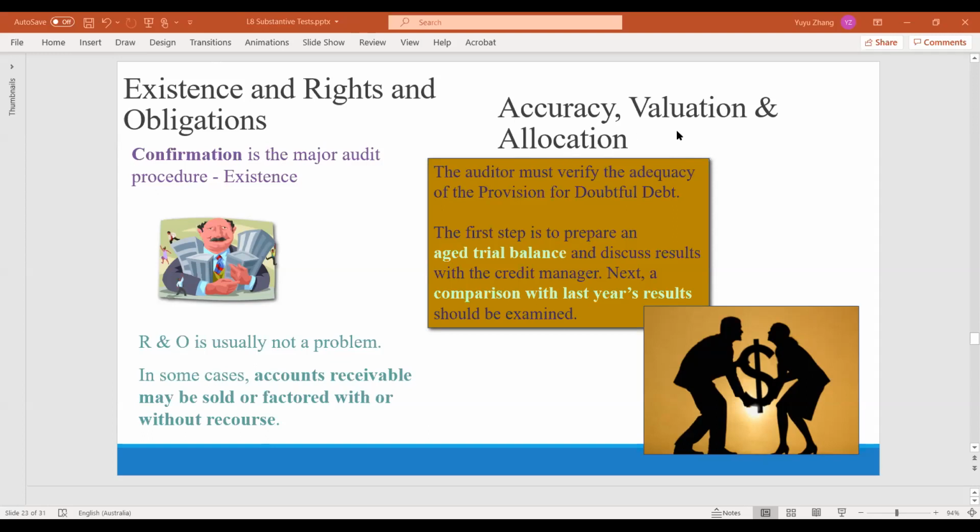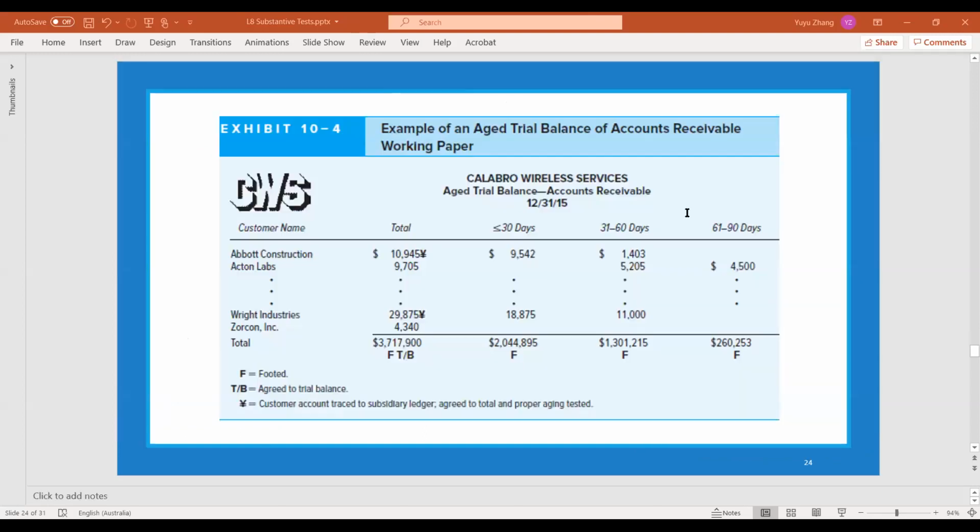But for accuracy and valuation allocation assertion, one main issue about this assertion is that in addition to the sales or cash receipts, we should also look at the provision for doubtful debts. So in this sense, this aged trial balance review would be very, very important. So what can you do in the aged trial balance?